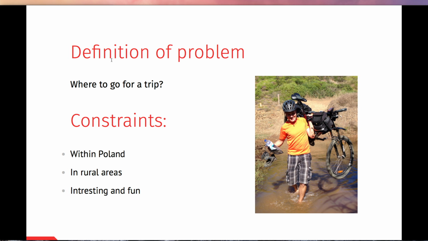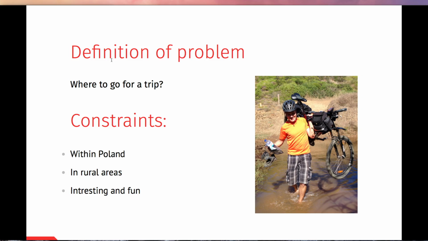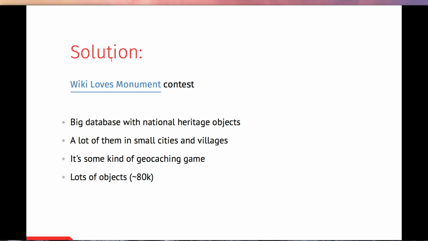So the problem I had with my bike was where to go for a trip. Here I decided to go for a place that was a bit rough, but still quite well mapped, so I knew what I was doing. It was just a surprise for me that I would have to cross the river. So the constraints for my problem were to find a good place for a trip within the borders of Poland. But still, I was interested in some rural areas, not the main cities, and I wanted the trip to be fun. So I found the Wiki Loves Monuments contest.